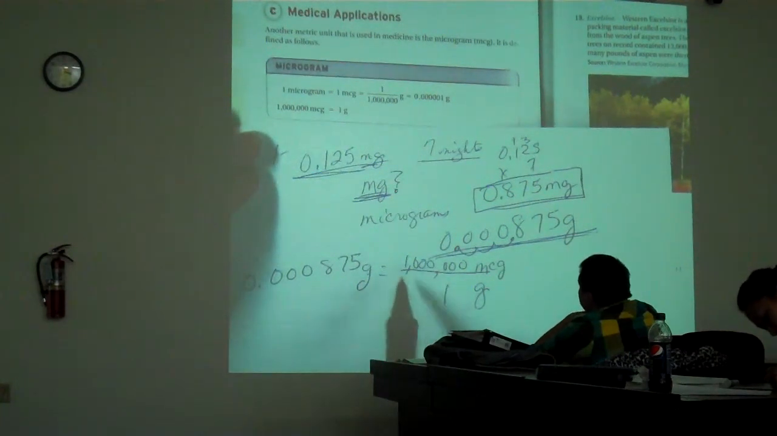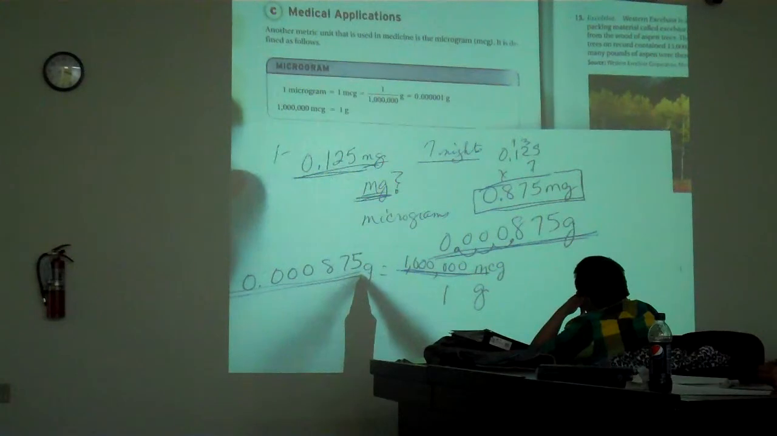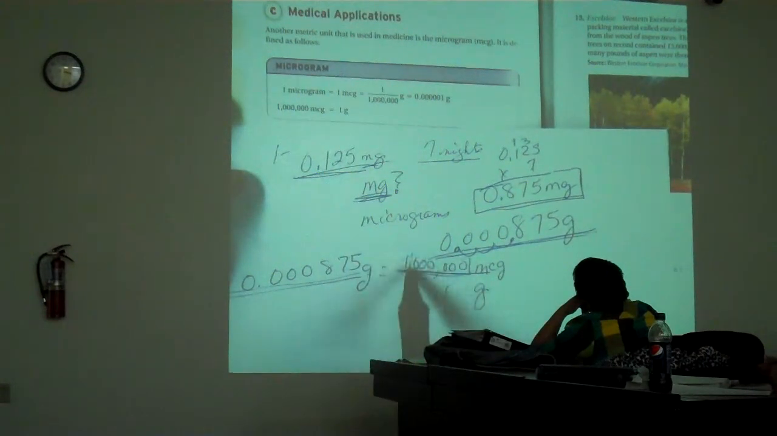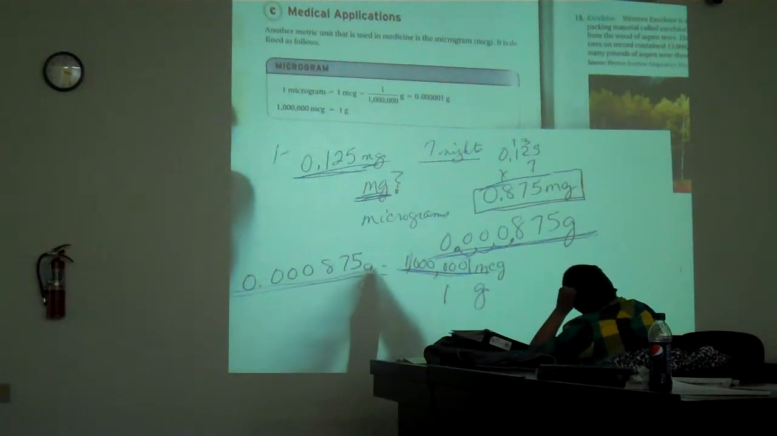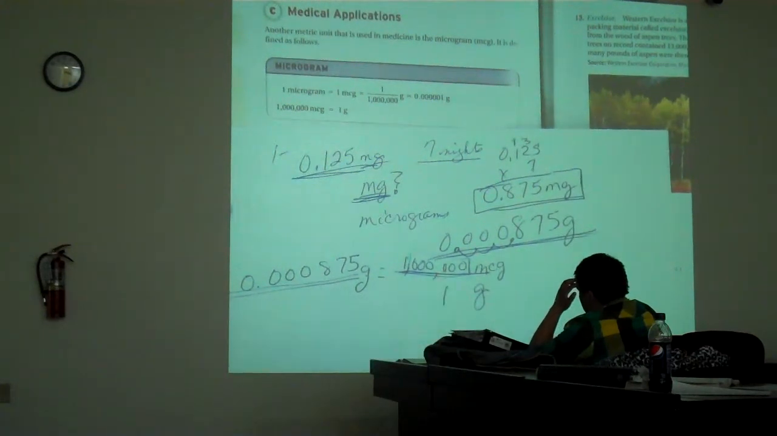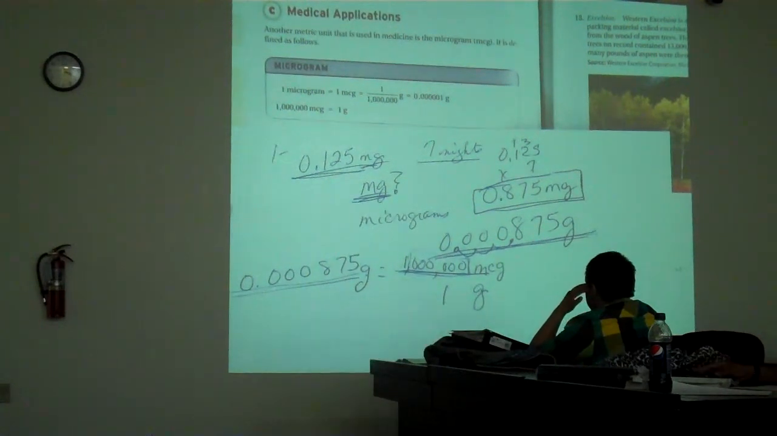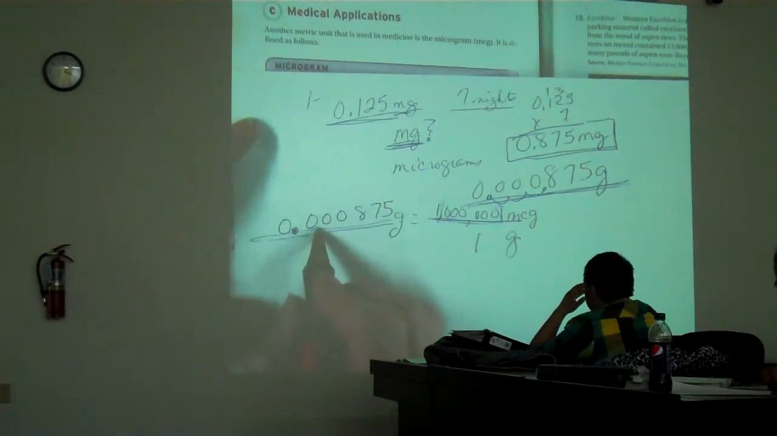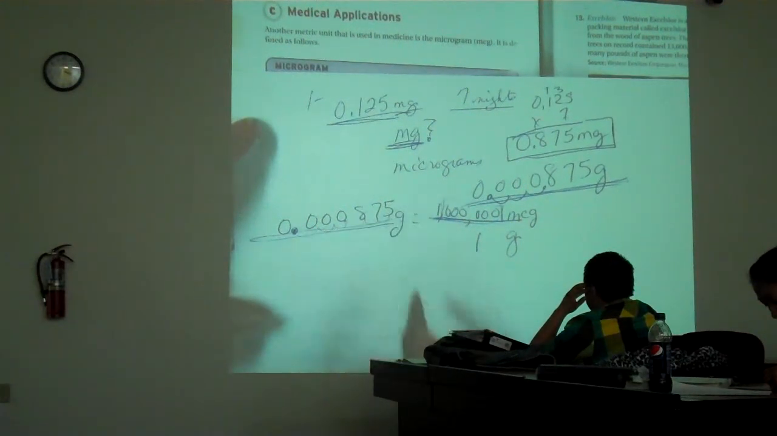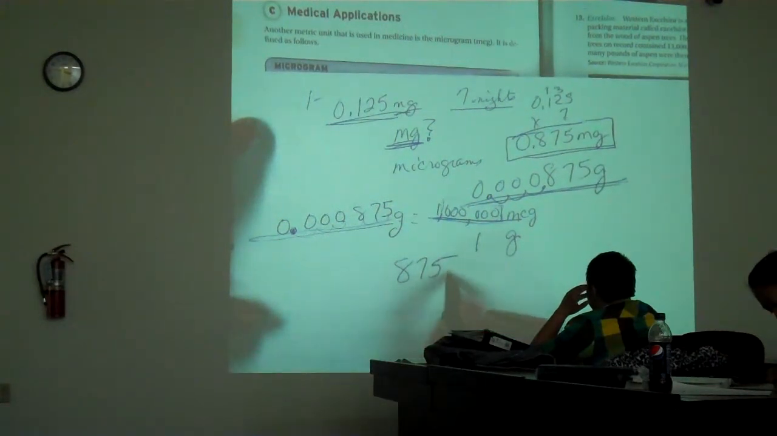Okay, when we multiply 1 million times this, it should move our decimal the number of zeros we have. So it should move our decimal 6 times. When you're multiplying, it moves it to the right. So we're going to move the decimal 6 times to get our answer. Or you can do that times 1 million and just get the same thing. So we're going to move it 6 times from here. 1, 2, 3, 4, 5, 6. So it's 875. The decimal follows it, so you don't need to put the decimal.